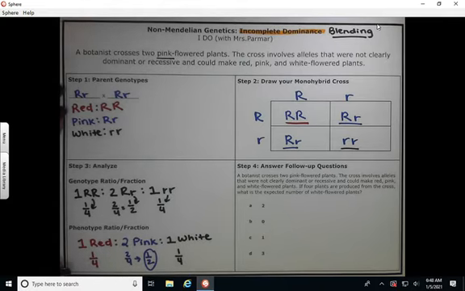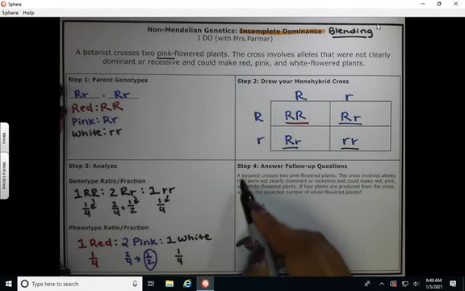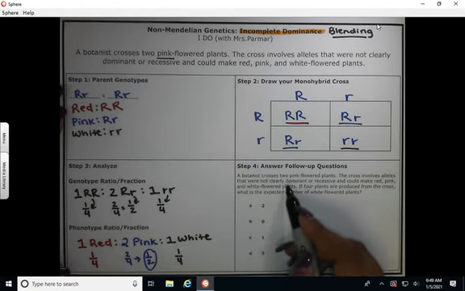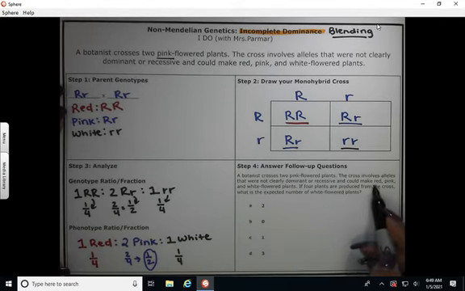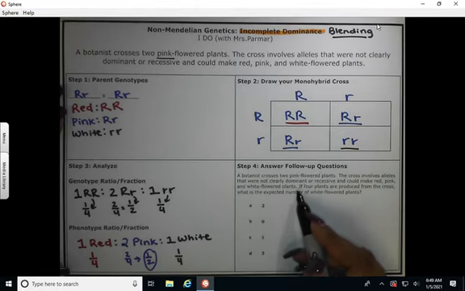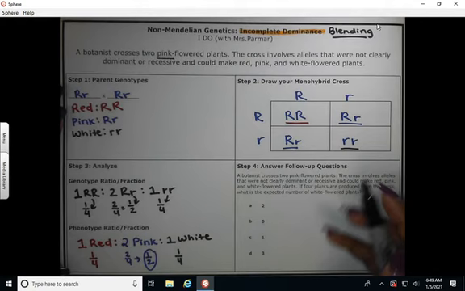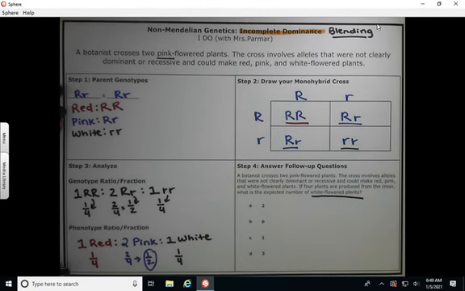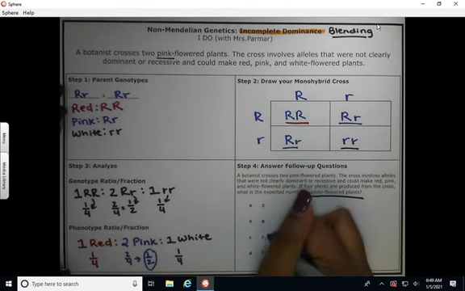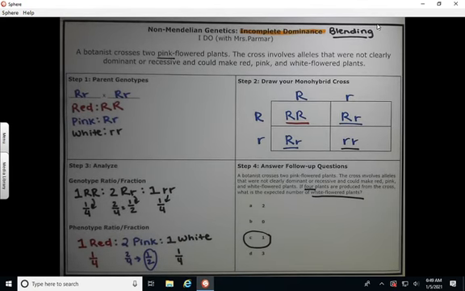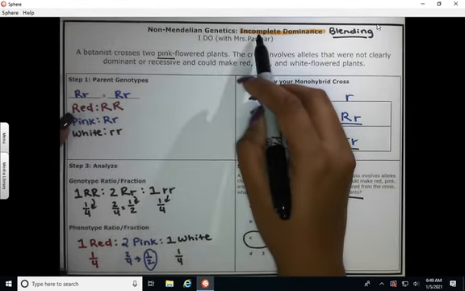So let's go into the question. A botanist crossed two pink flower plants. It involves alleles that are not clearly dominant or recessive, but can make red, pink, and white flowered plants. If 4 plants are produced from the cross, what is the expected number of white flowered plants? We've already figured it out right here. So our final answer would be 1 of the 4 plants are going to be white. And that's how you would do this example problem of incomplete dominance.